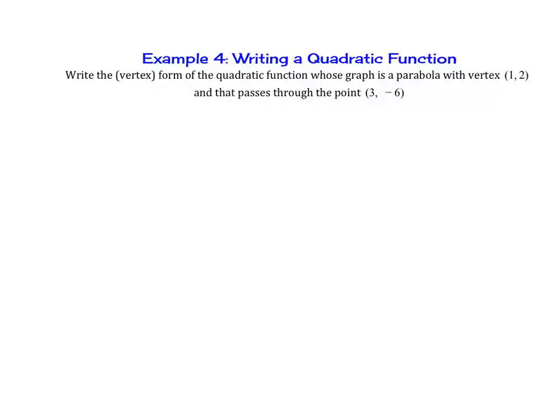Example 4, writing a quadratic function. We're going to write the vertex form of the quadratic function whose graph is a parabola with vertex at (1, 2) and passes through the point (3, -6).